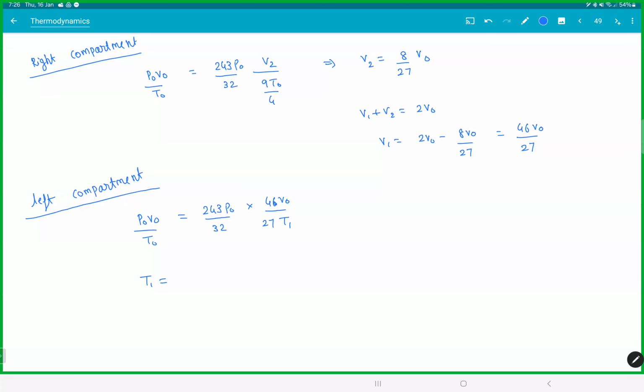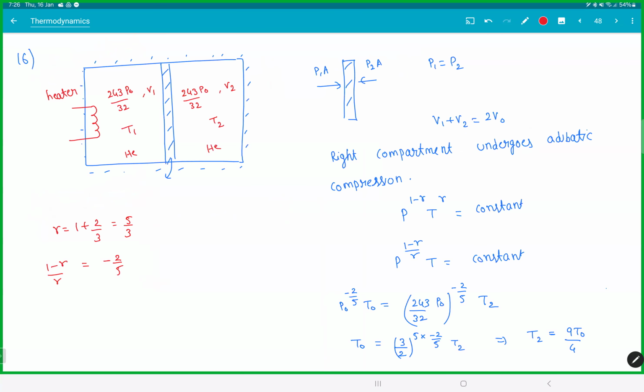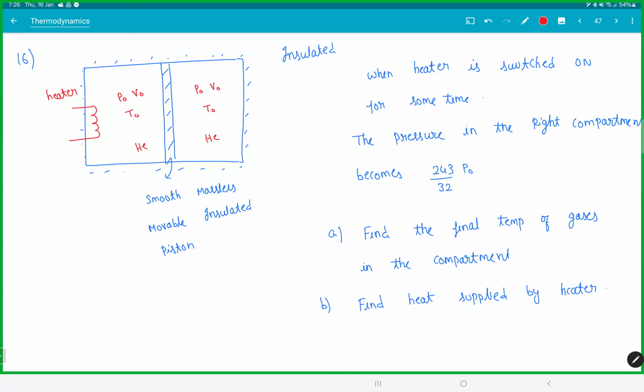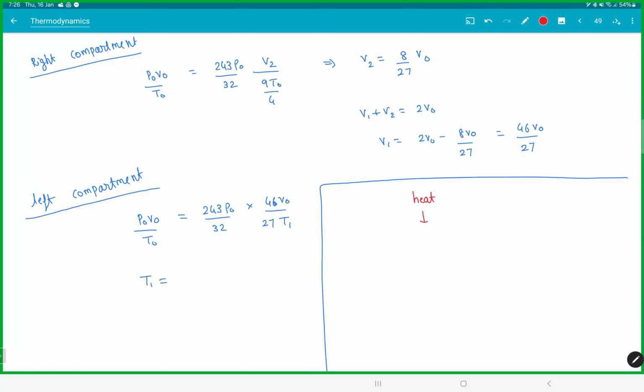Now how to find the heat? Now listen to this thing. Whenever they ask you to find the heat produced, you need to actually see where is all this energy going. So when you're heating this, where is all this heat being absorbed? Tell me which compartment is taking all the heat? The left compartment. No, heat cannot directly go from left to right. So heat is being taken by the left compartment.